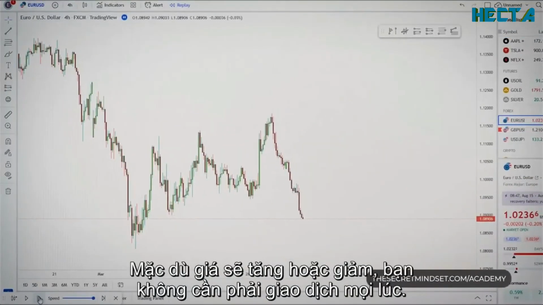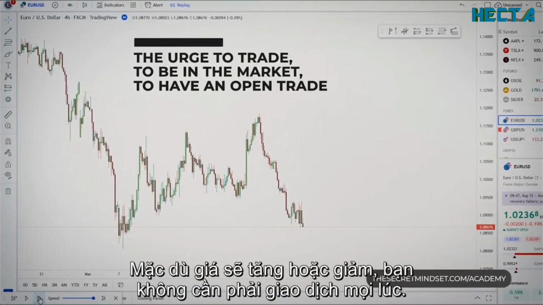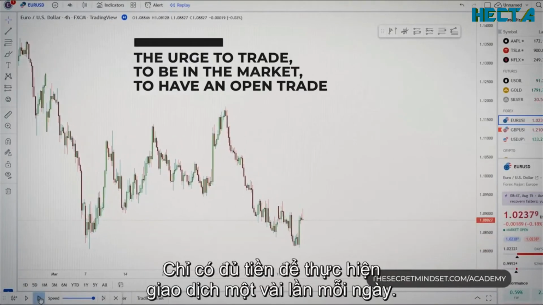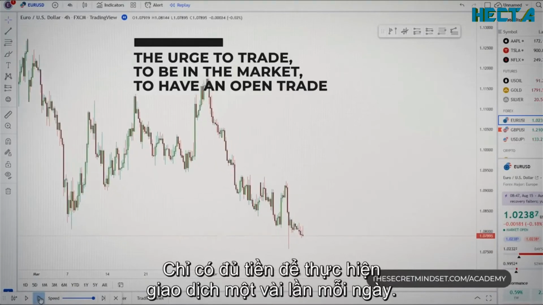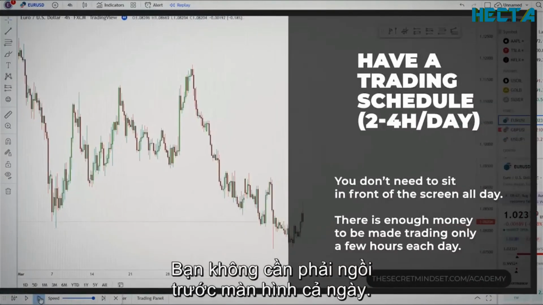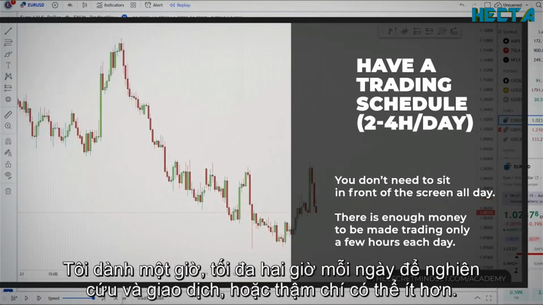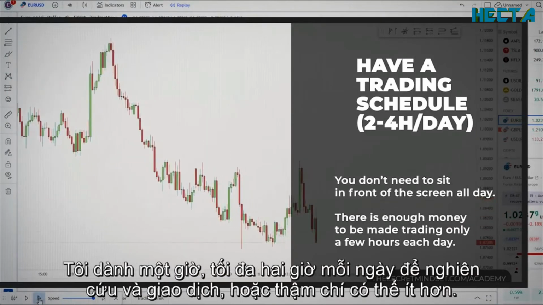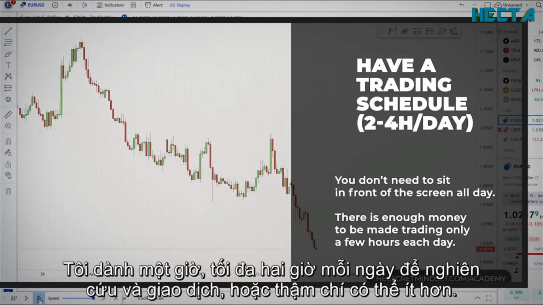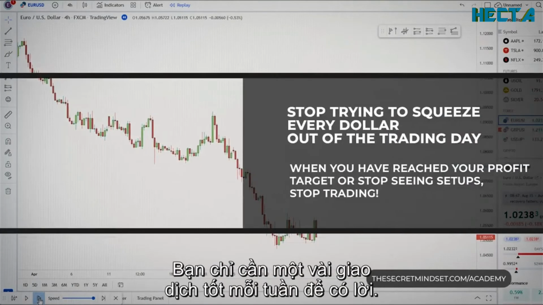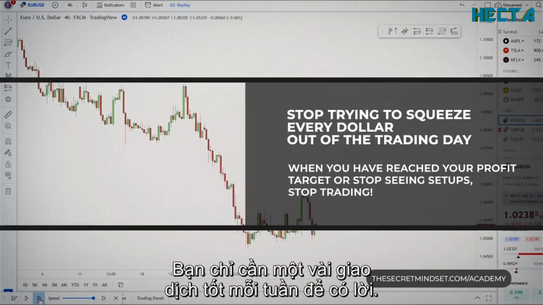Even though the price will go up or down, you don't need to trade every moment. There is enough money to be made trading only a few times each day. You don't need to sit in front of the screen all day. I spend an hour, maximum 2 every day, researching and trading, or maybe even less. But you must decide what works for you. You only need a few good trades a week to be profitable.